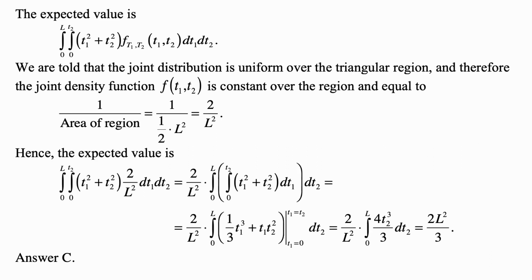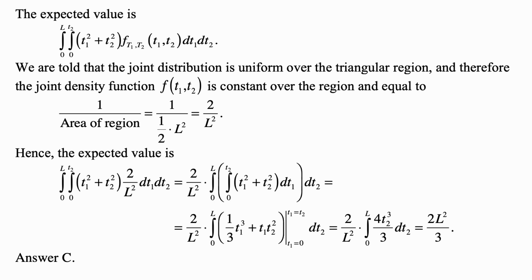And the expected value is a double integral of T1 squared plus T2 squared times the density, but the integral is only taken over that triangle where the joint density is positive, although it's constant. And that's for T2 running from 0 to L, and then for T1 running from 0 to T2 because T2 is bigger than T1.